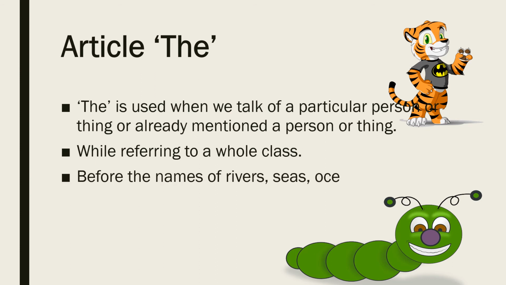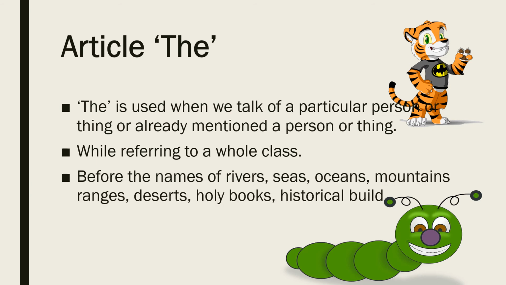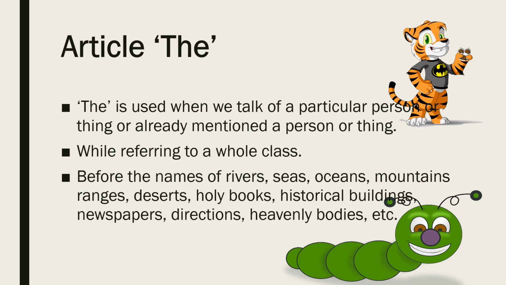Next, where we use the article the is before the names of rivers, seas, oceans, mountain ranges, deserts, holy books, historical buildings, newspapers, directions, heavenly bodies, names of races, superlative degrees, ordinal number adjectives, and before adjectives when the noun is understood. So there are many things before which we use the article the. If we are taking the name of some river, like if we are saying Kaveri river, we will say the Kaveri.